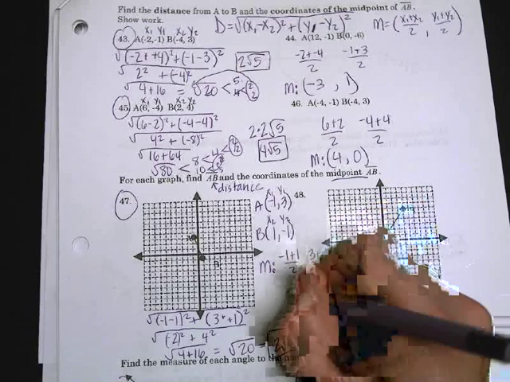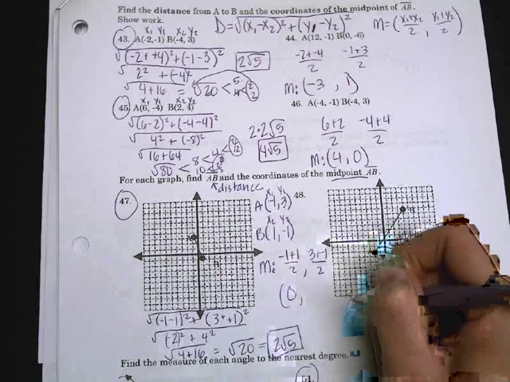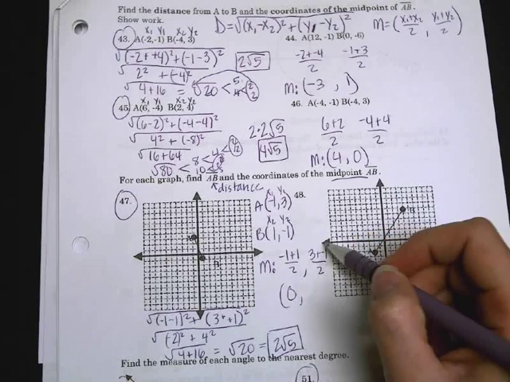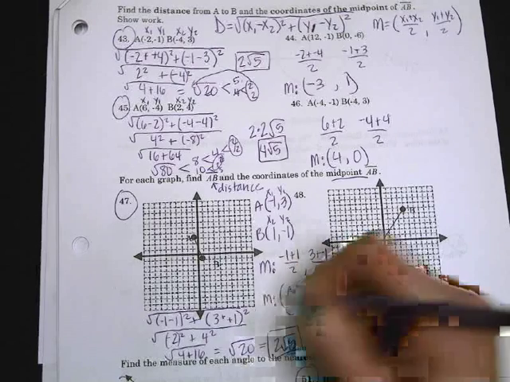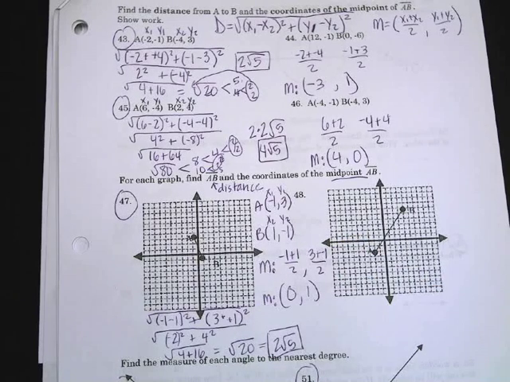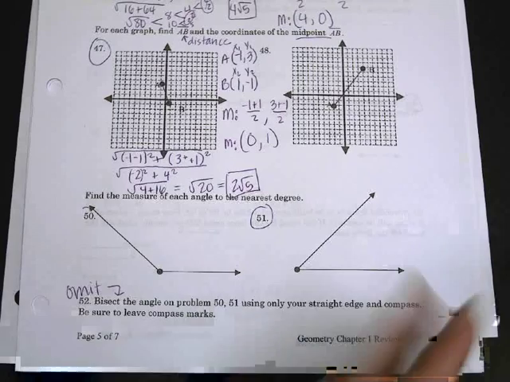-1 plus 1 is 0, divided by 2 is 0. 3 plus a -1 is 2, divided by 2 is 1. So that's your midpoint. 0, 1. Notice we do write it in parentheses with a comma in between. Right. Number 51 tells us to measure the angle to the nearest degree. So I'm going to get my protractor.